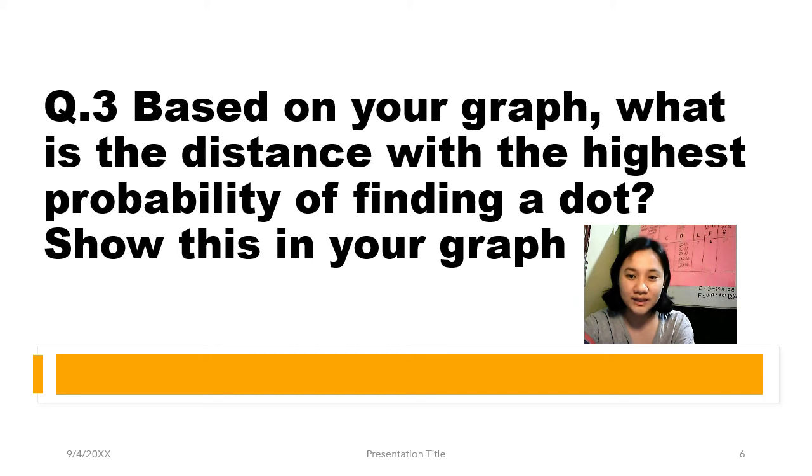So, balikan natin yung tanong. Based on your graph, what is the distance of the highest probability of finding the dot? Okay? So, titignan nyo ngayon dun sa ginawa ninyong graph kung nasaan yung pinakamataas na probability of finding dots. Anong distance yon? Okay? So, mamimili lang kayo. It's either 1, 3, 5, 7, or 9. Diba? Depende dun sa nagawa ninyong graph.